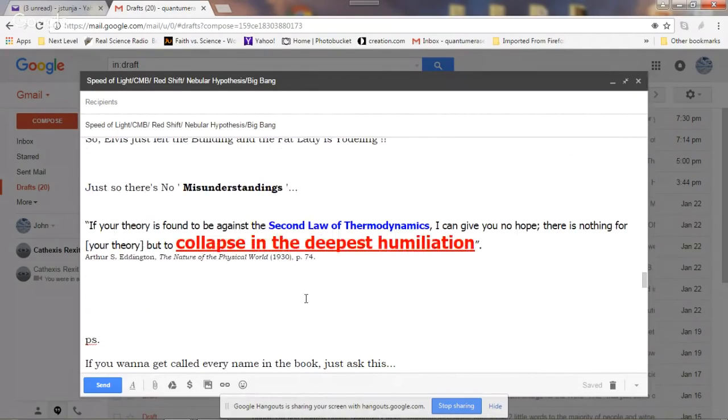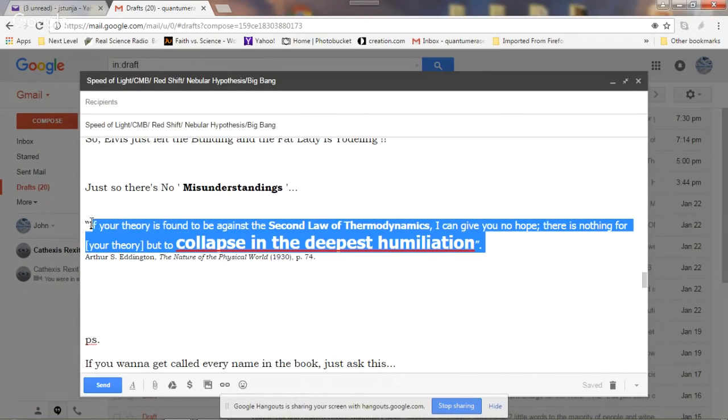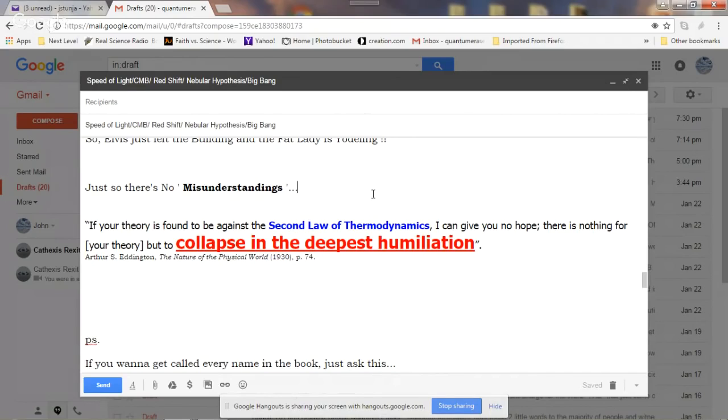From Arthur Eddington in The Nature of the Physical World in 1930: If your theory is found to be against the second law of thermodynamics, I can give you no hope. There is nothing for your theory but the collapse in the deepest humiliation. Let that sink in. Because it's over. You come up against the second law, you will lose.